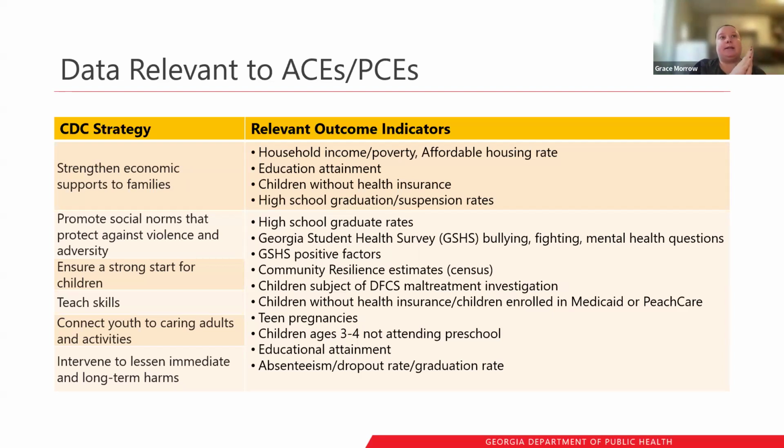But these strategies are the ones that my grant specifically looks at. So strengthening economic supports to families, promoting social norms, ensuring a strong start, teaching children and parents skills, connecting youth to caring adults, and then intervening to alleviate immediate or long-term harms. Next to that, I have listed data indicators that speak specifically to each of these. It's very simple. Most of the indicators are appropriate to talk about almost all of the evidence-based strategies, except for strengthening economic supports to families. Those data indicators are a little bit different, so that's why they're separated.